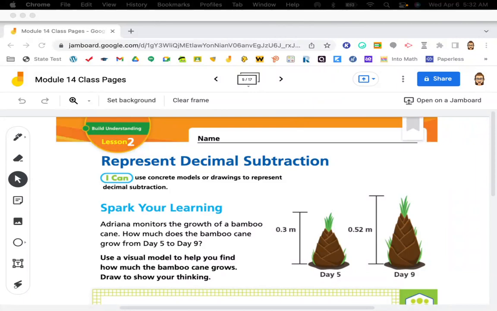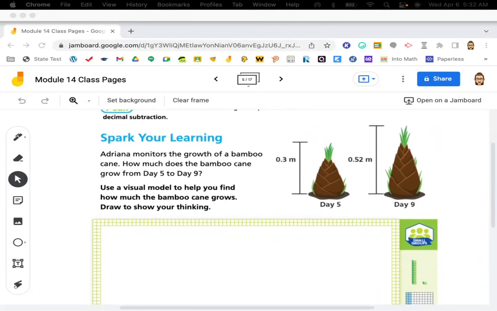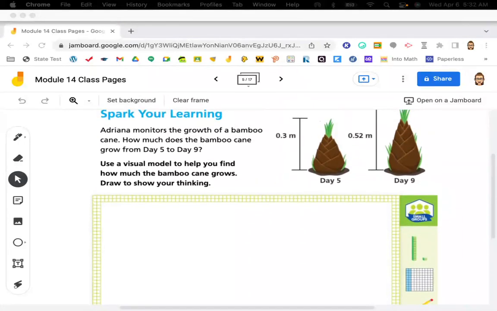So the Spark You're Learning says, Adriana monitors the growth of bamboo cane. How much does the bamboo cane grow from day 5 to day 9? It says use a visual model to help you find how much the bamboo cane grows. Draw or show your thinking.